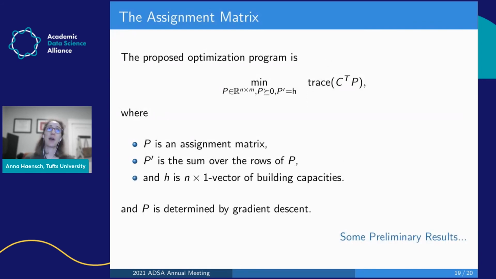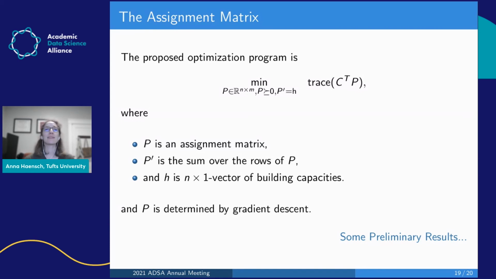So using this cost matrix, what we do is we run an optimization program to learn an optimal assignment matrix, which we call capital P. So capital P is found by minimizing over the trace of C transpose times P. And P here is an N by M matrix where the entry in row N and column M is the probability of assigning to building N artwork M. And we have a few additional constraints here. First, little h is an N by 1 vector of building capacities, because of course we know that one building can have many, many pieces of art in it.